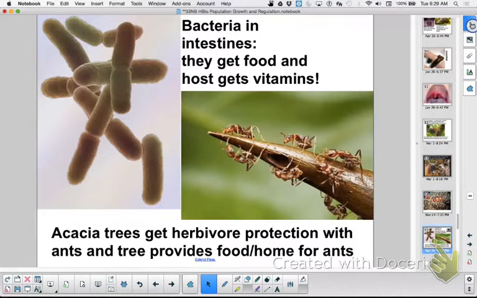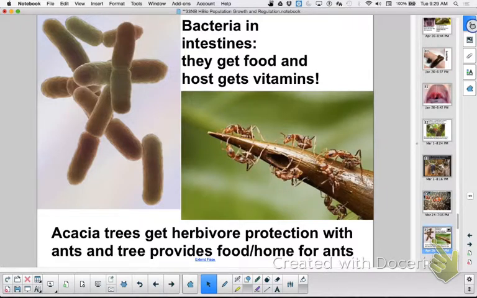And then if some herbivore comes up, they swarm all over it. So the ants protect their source of food and their home. And it's good for the tree because then an herbivore doesn't munch on it. And the ants are just eating the food that the tree is providing.